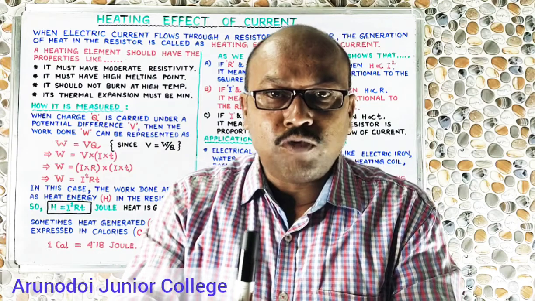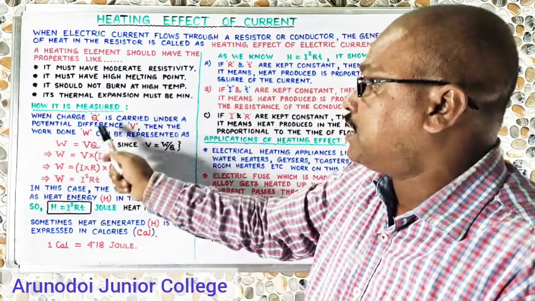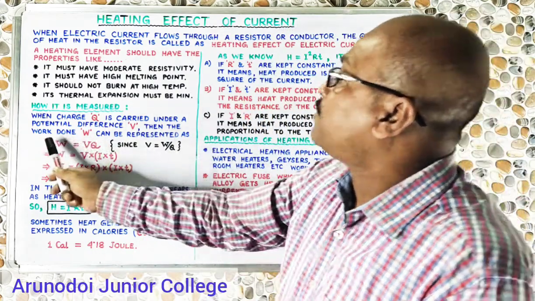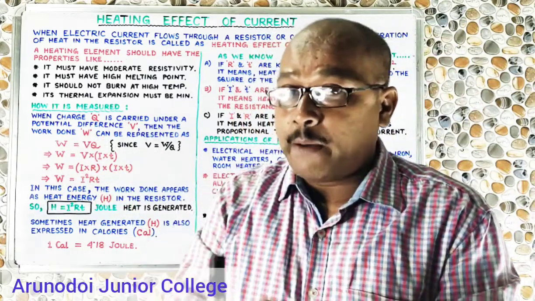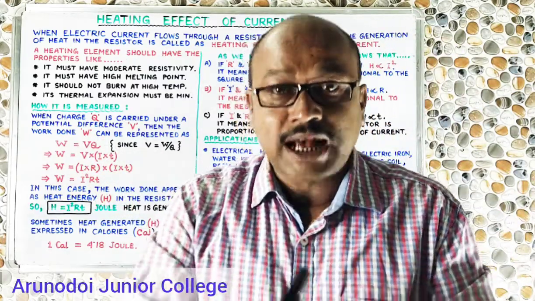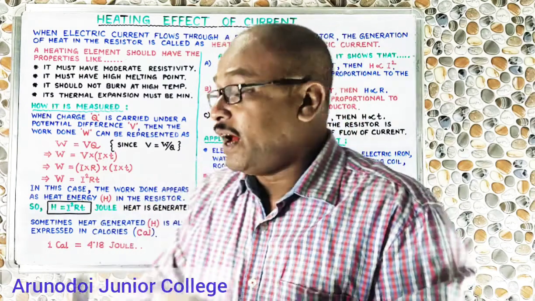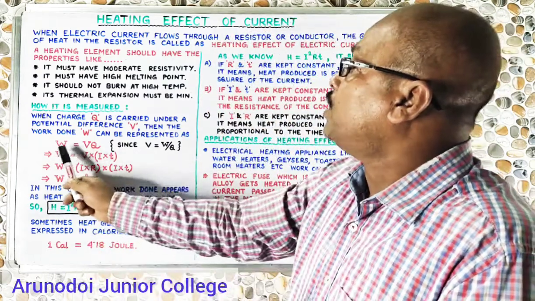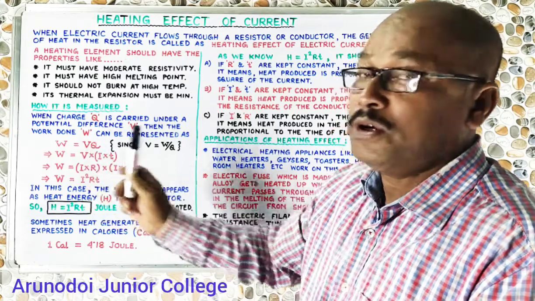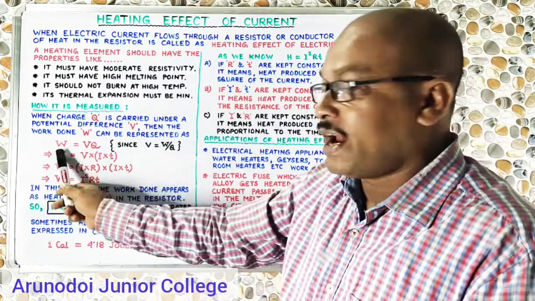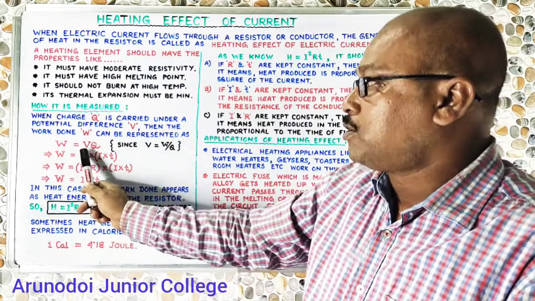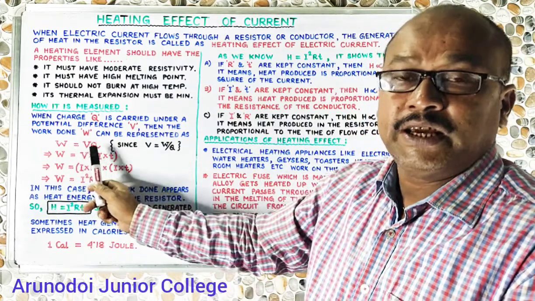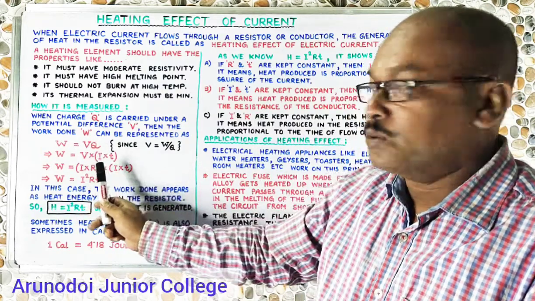What is that amount of work? The amount of work is W. That is, at that time the work done is W. Under that condition, we have a formula that we have discussed in our previous classes, and the formula is W is equal to V into Q. Means work done by the charge in the circuit is equal to potential difference V into charge Q.